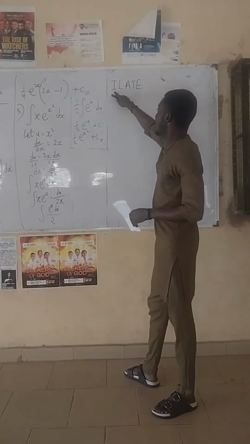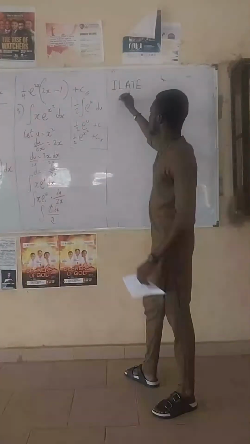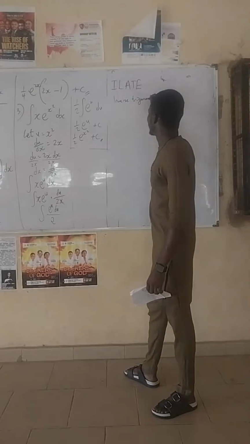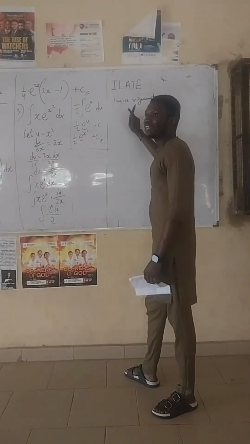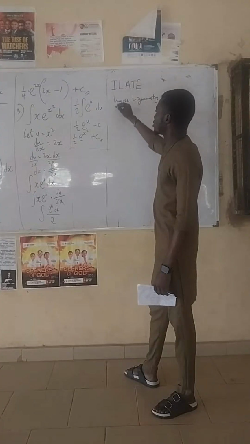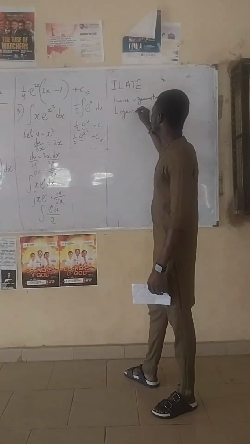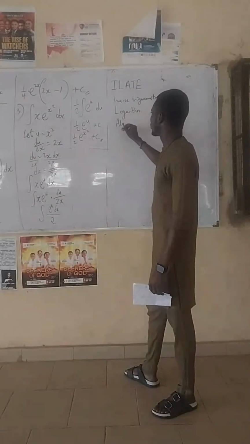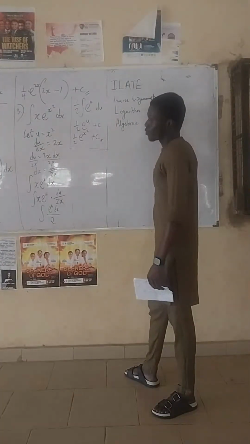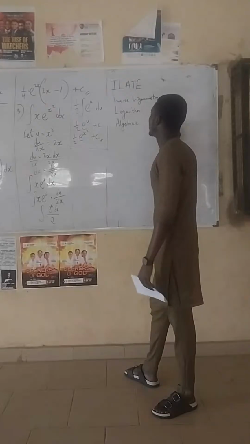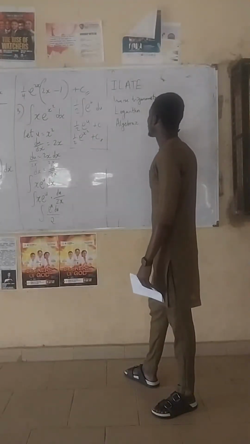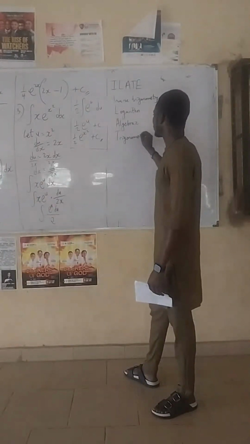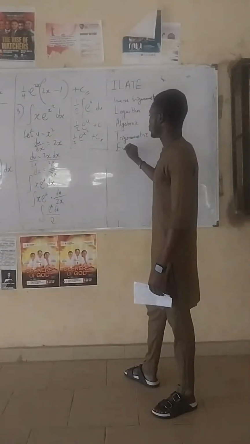Let's see. Now this I talks about inverse trigonometry. L talks about logarithm. A talks about algebra, algebraic expressions like x squared, 3x squared, something. Then T talks about trigonometric functions themselves. Then E talks about exponential.